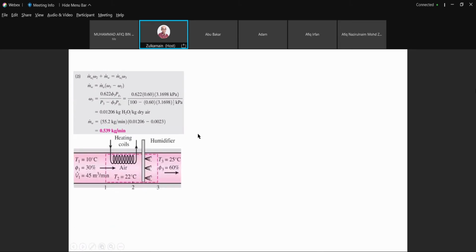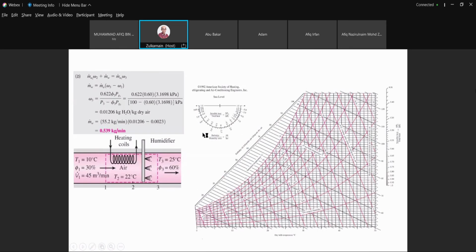Okay, for every minute. Right. Now, that is based on what? Based on the mathematical analysis. So next, we are going to try to sketch the processes on the actual psychrometric chart.